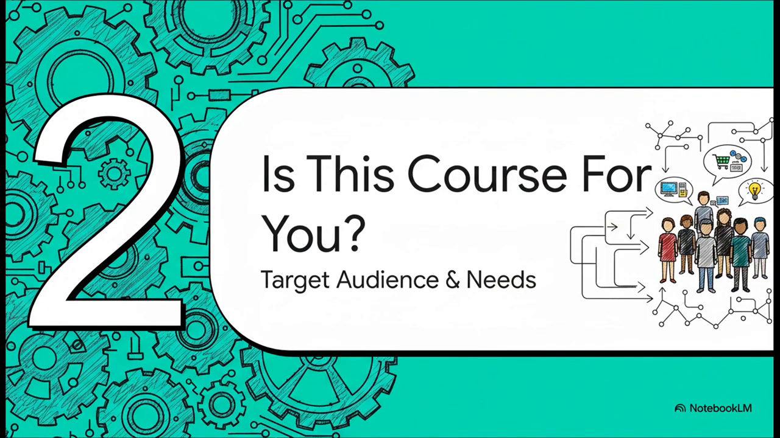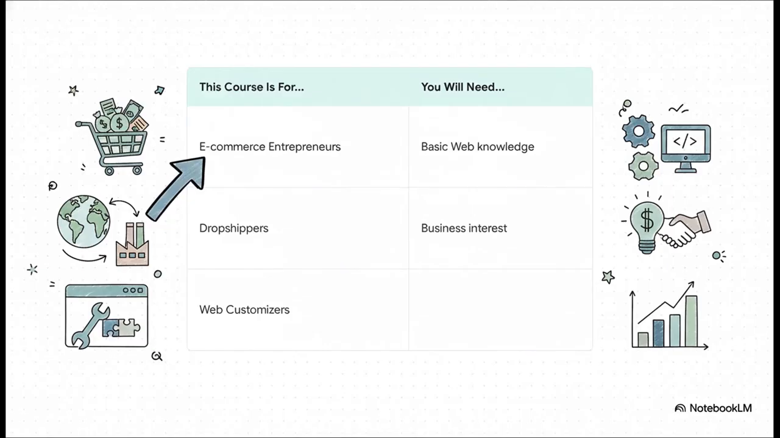All right, now that we've seen the curriculum, the what, let's talk about the who. Who is this whole thing actually designed for? The course material is actually very clear about its ideal student. What's really interesting here is how they connect the dots between the target audience and what they need to start. So on one side, you have who they're aiming for: entrepreneurs, people doing dropshipping, and folks who want to customize websites. Then on the other side, you see what you need to bring to the table. And honestly, it's surprisingly simple: a basic understanding of how the web works and a genuine interest in business.